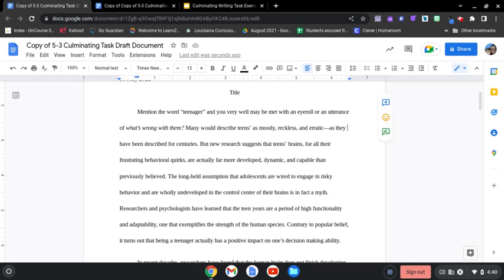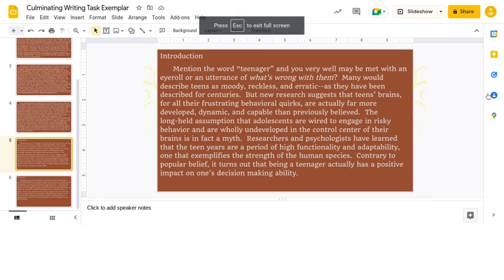capable than previously believed. The long-held assumption that adolescents are wired to engage in risky behavior and are wholly undeveloped in the control center of their brains is in fact a myth. Researchers and psychologists have learned that the teen years are a period of high functionality and adaptability, one that exemplifies the strength of the human species. Contrary to popular belief, it turns out that being a teenager actually has a positive impact on one's decision-making ability. And now here is that introductory paragraph for you to put at the beginning of your essay.